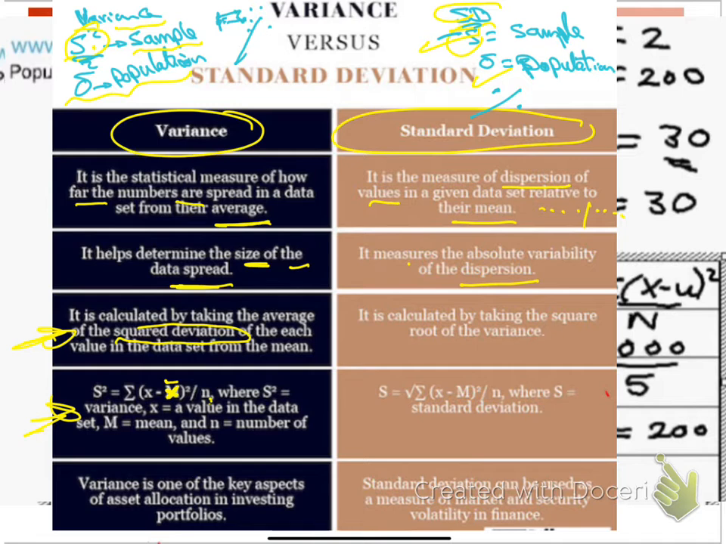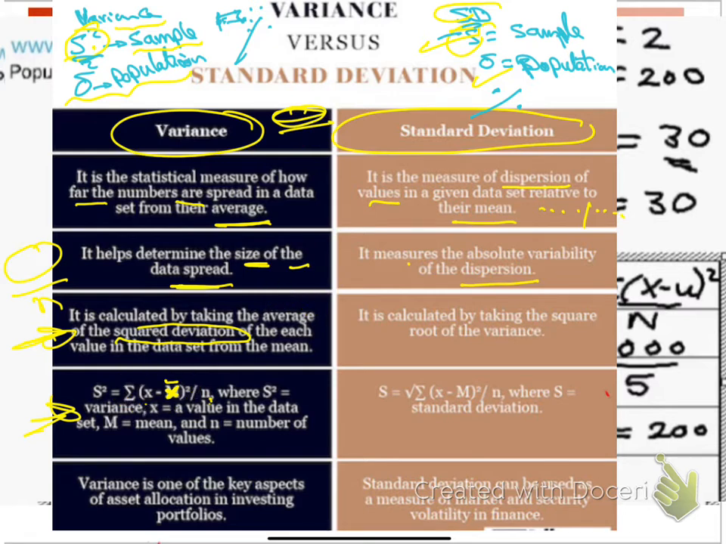So it is calculated by taking the average. Average means the sum divided by the total number, n. This is the average: the sum divided by n. So here also we have a sum, but this sum is not the sum of x, and it's not the sum of x divided by n. No, it is the sum of (x minus x bar) squared. So the sum of the squares, okay?